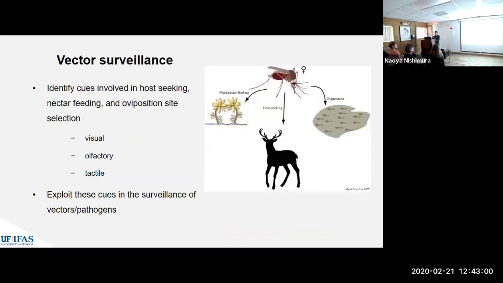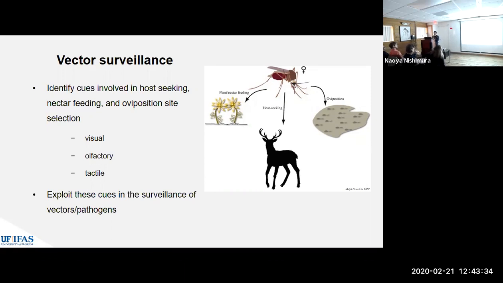Vector surveillance is another area of interest. My main question is what are the cues involved in the important life history traits of these vectors, right? We have plant nectar feeding, host seeking, and oviposition site selection as some of the main important life history traits. So what are the cues these vectors are keying in on to complete these life history traits, right?